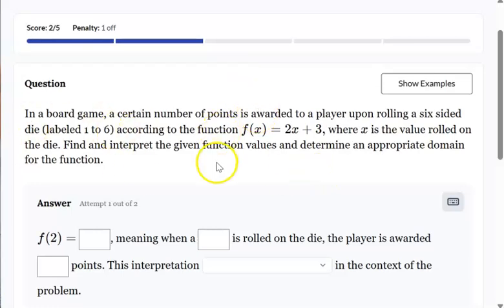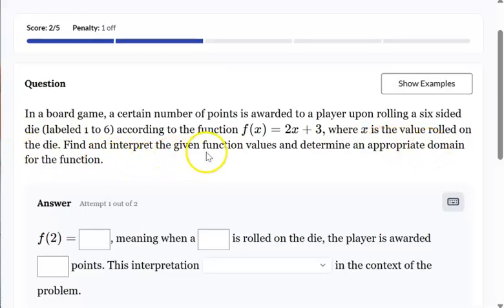Alrighty. In a board game, a certain number of points is awarded to a player upon rolling a six-sided die labeled 1 to 6. According to the function f of x equals 2x plus 3, where x is the value rolled on the die, find and interpret the given function values and determine an appropriate domain for the function.